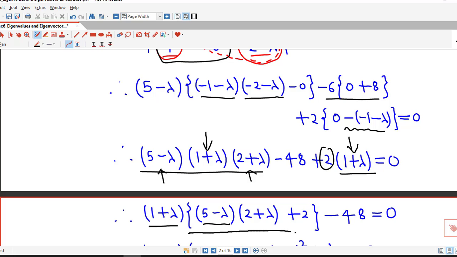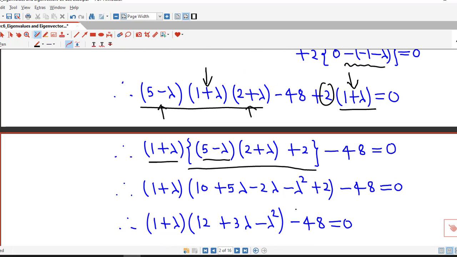Now we simplify this bracket. So 5 times 2 plus lambda, which is 10 plus 5 lambda, minus lambda times 2 plus lambda, which is minus 2 lambda minus lambda square, and plus 2, minus 48 equal to 0. And this we can rewrite as 10 plus 2, which is 12, 5 lambda minus 2 lambda, which is 3 lambda, minus lambda square, minus 48 equal to 0.